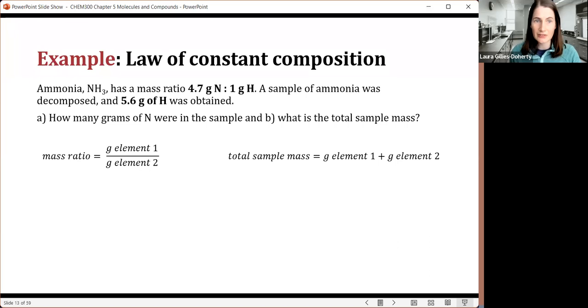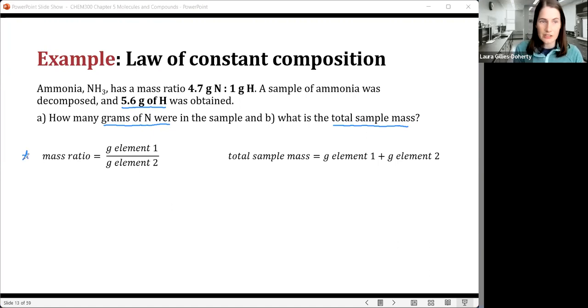So let's do an example of that. Ammonia, NH3, has a mass ratio of 4.7 grams of nitrogen for every 1 gram of hydrogen. So if we took a sample of ammonia and we decomposed it and we obtained 5.6 grams of hydrogen, how many grams of nitrogen must have been in that sample? And can we figure out the total sample mass?